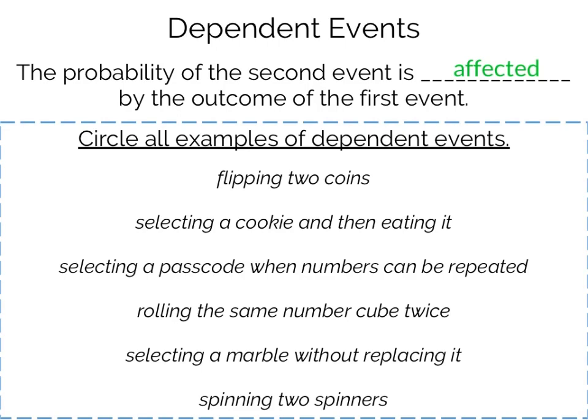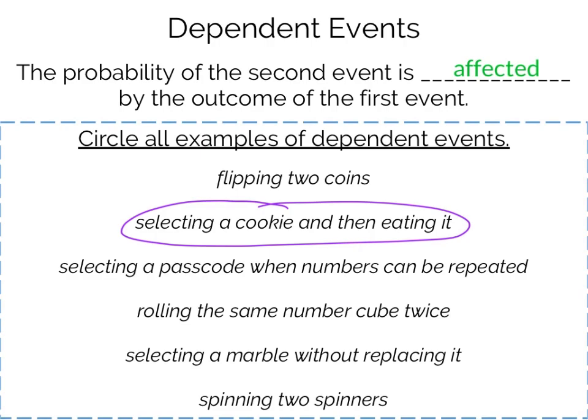Selecting a cookie and then eating it, that is going to be a dependent event. If you eat that cookie, the next person to go to the box of cookies cannot eat that one. It is already gone. So the total number of cookies has been affected and they can't get even that particular cookie because you've eaten it.